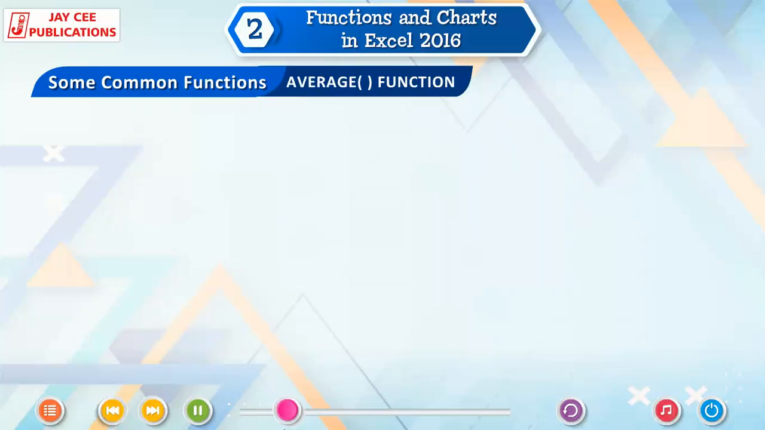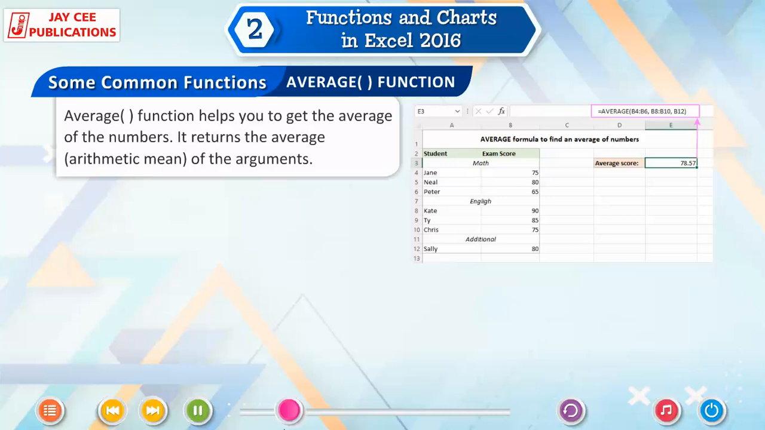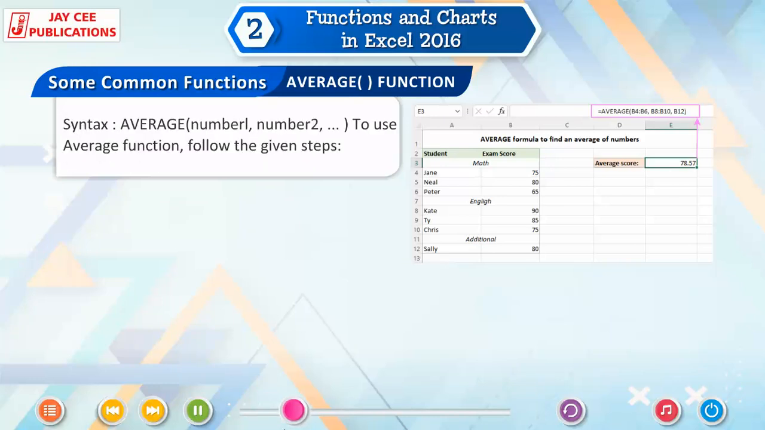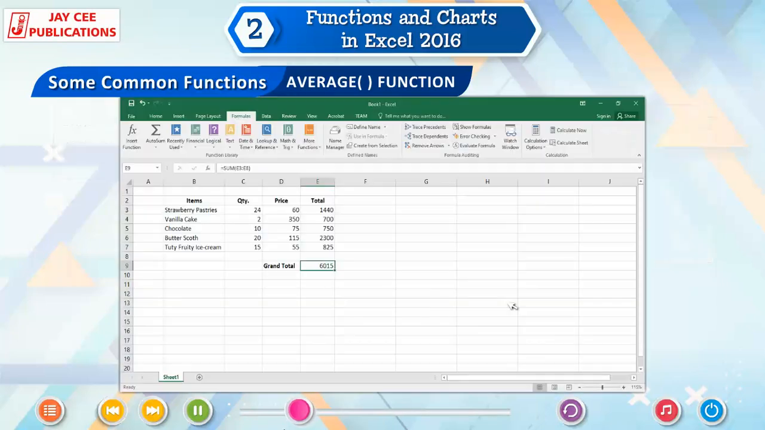Average function. The AVERAGE function helps you to get the average of the numbers. It returns the average, the arithmetic mean, of the arguments. Syntax: =AVERAGE(number1, number2, and so on). To use the AVERAGE function, follow the given steps. 1.